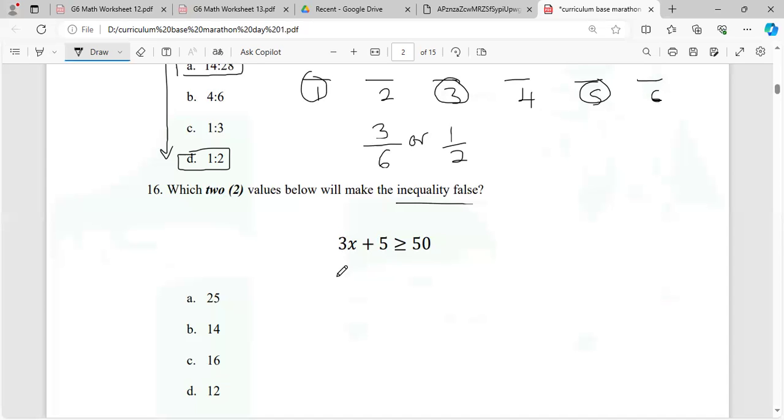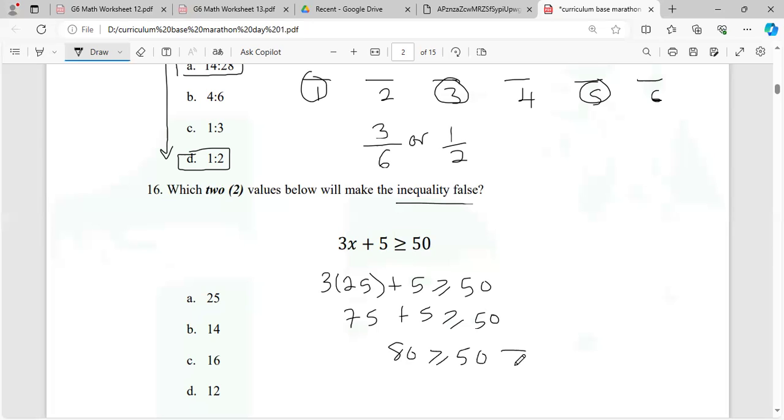So it will be 3 times 25 plus 5. Would that be greater than 50, or greater than or equal to 50? 3 times 25 is 75, plus 5 is 80. Is 80 greater than 50? Yes, sir. So that means you cannot pick 25. That means this is true.